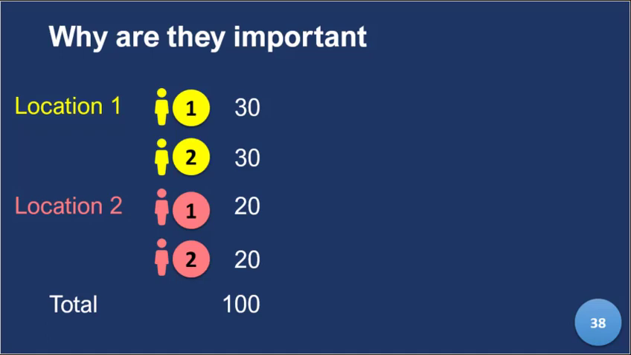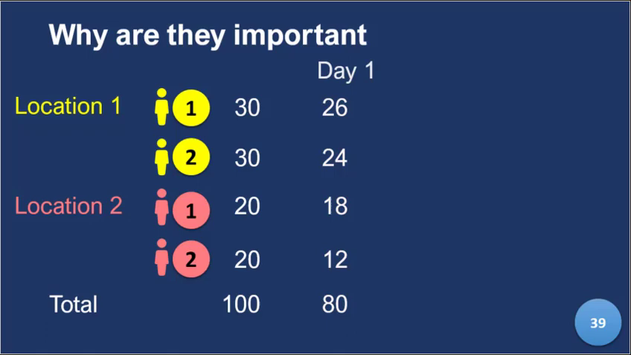So if we want to check for completeness, those who came to work on day 1, this is very easy. We know the data is not complete. The total is already telling us 80.